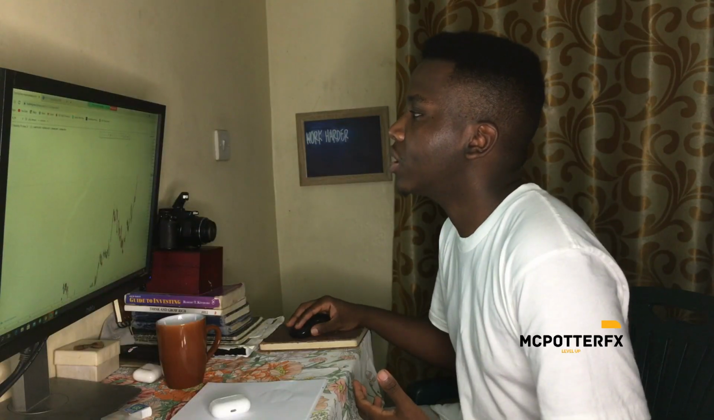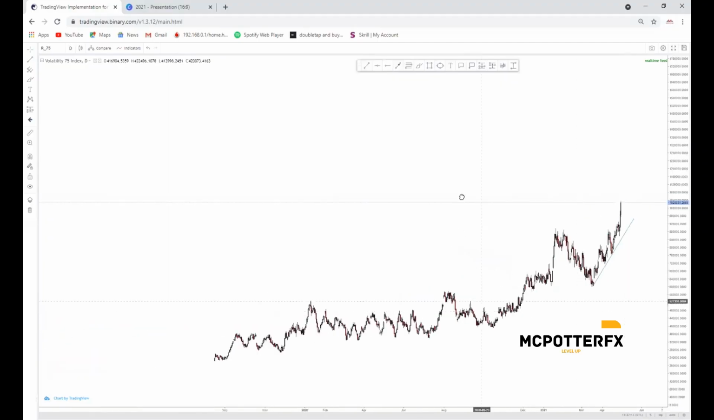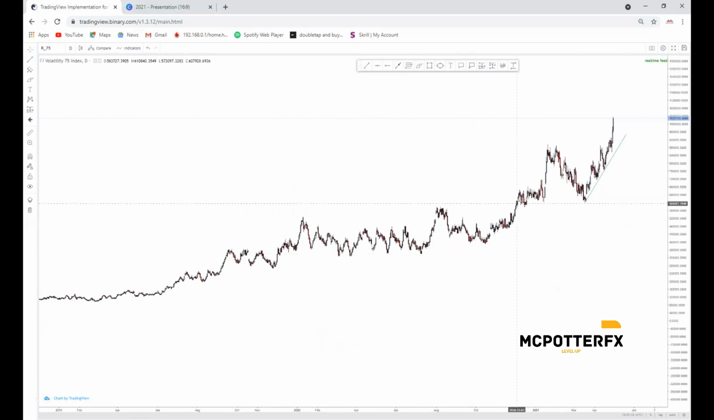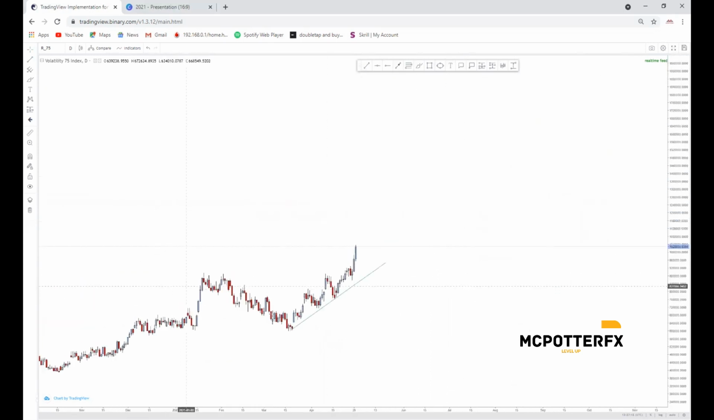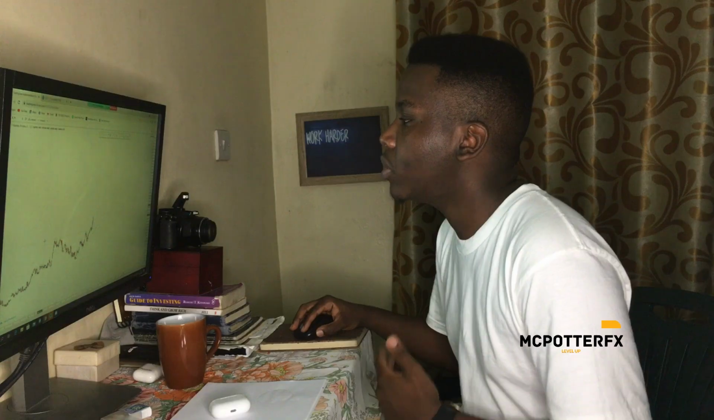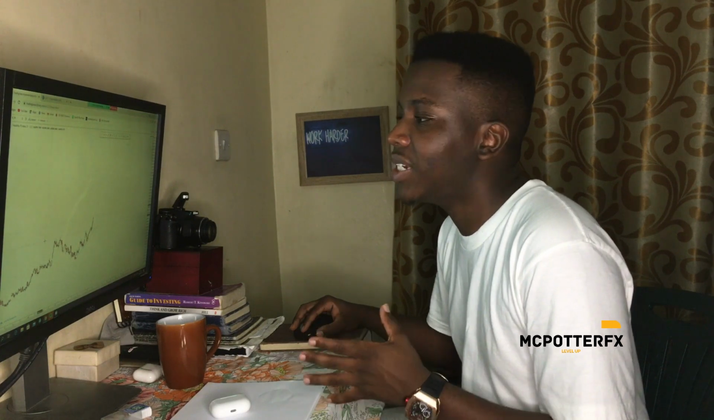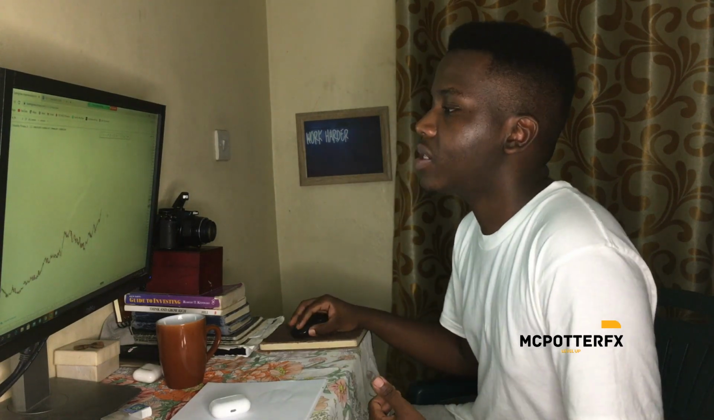If you zoom out on the chart, you will see that VIX 75 has been on an all-time uptrend. So price has been pushing to the upside. We've had nice corrective structures, corrective momentum, but at the moment right now we are in a very huge impulsive move. We managed to break above the previous high points, which were around 890,000, and now we are currently sitting at 1 million and almost 30,000 on the price level.